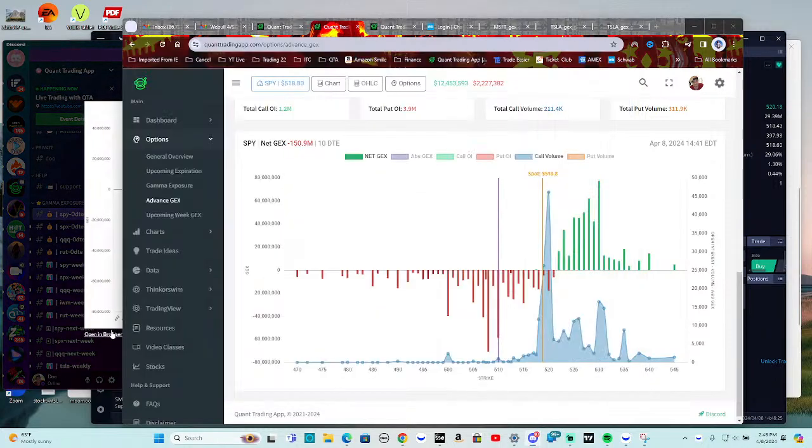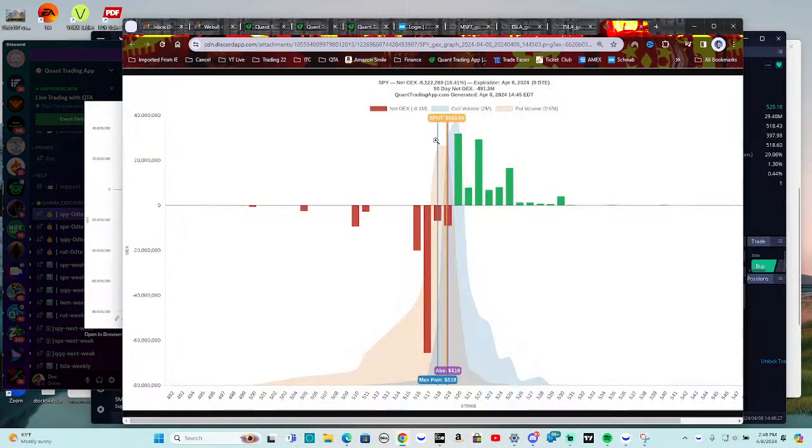Just to revisit, what I found interesting was that you have the put volume, a big spike right here below us at 518, matching up with max pain. That's good support. Above us, call volume spike at 520. The absolute GEX is at 519.